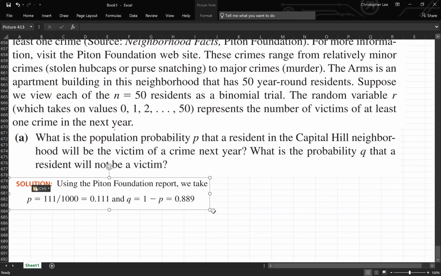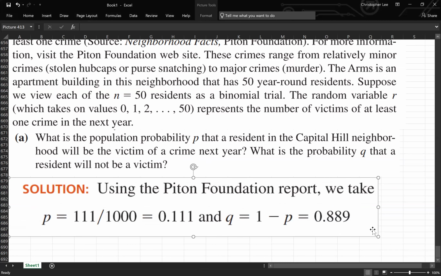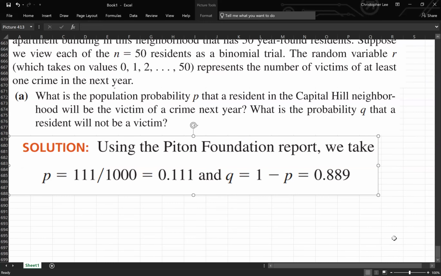All right. So using the report, we take that p is going to be equal to 111 divided by the 1,000, which is equal to 0.111. And the probability of you not being a victim of crime is going to be 1 minus the 0.111, which gives us 0.889.